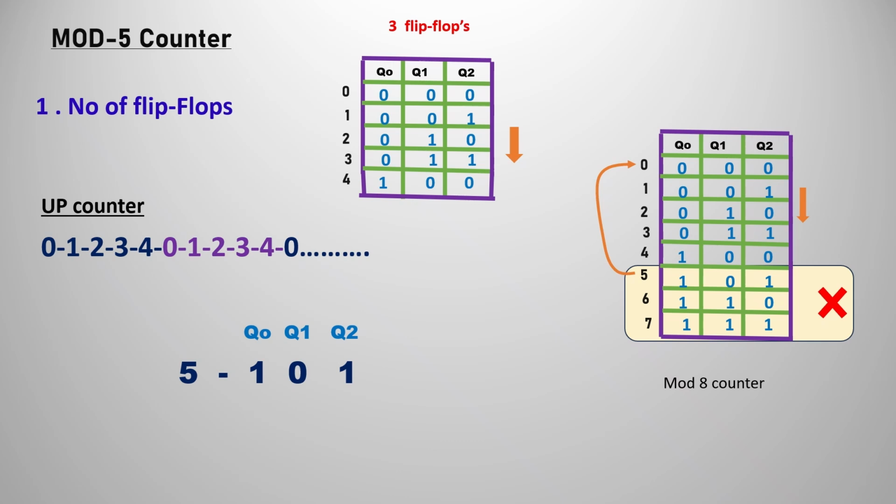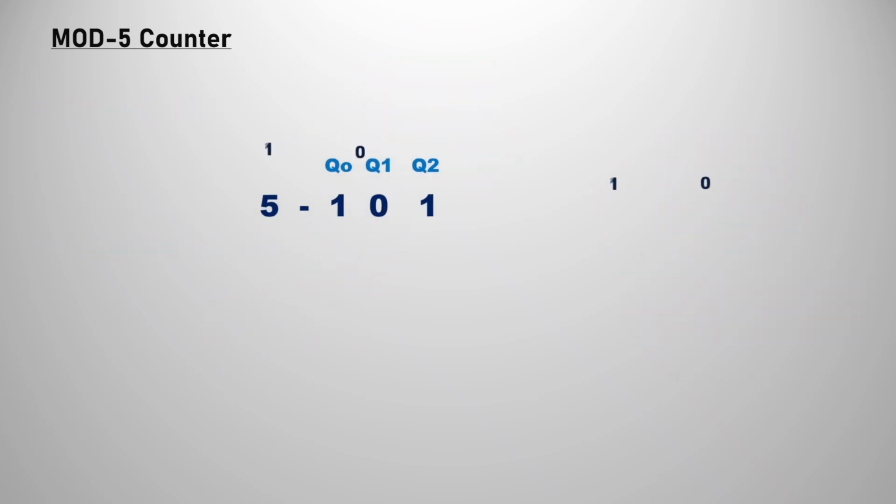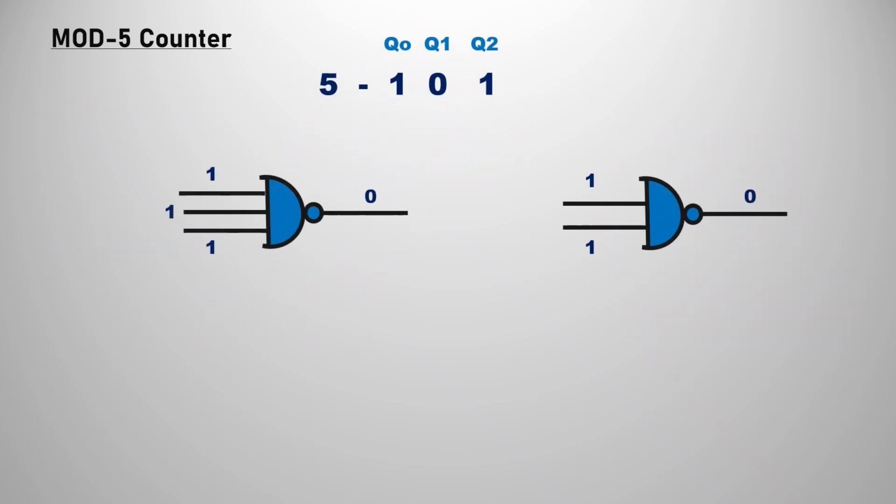As you are going to have the mod 5, you are going to have the 5th position, that is 1, 0, 1, that is Q0, Q1, Q2 positions. So at the 5th position, all the flip-flops will be reset to 0. So that is our main aim, right?